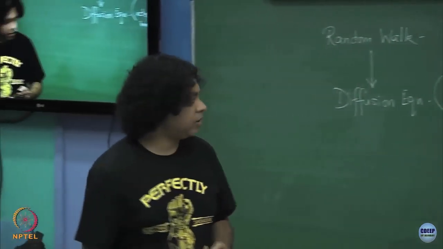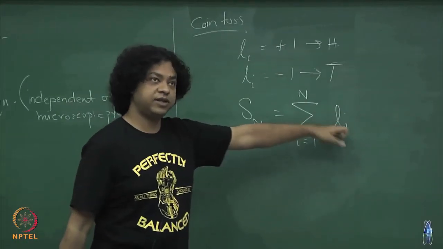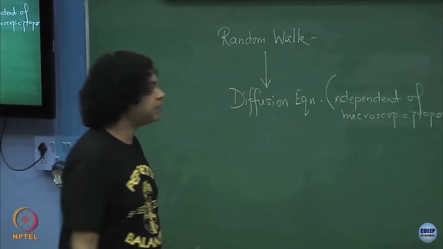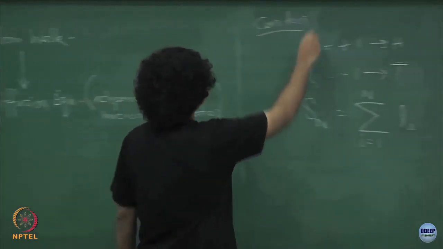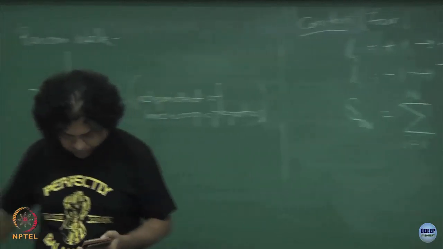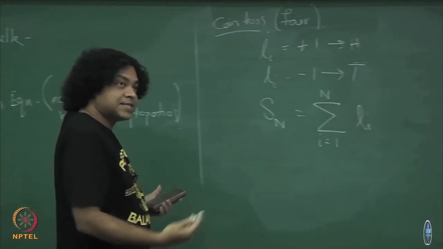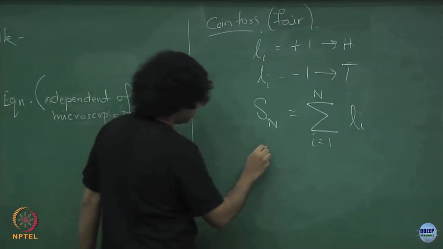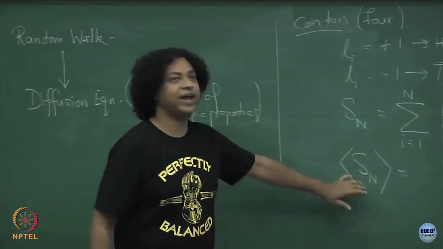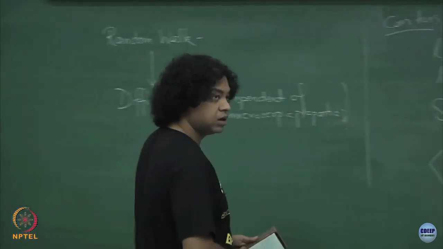So I look at the sum of these individual random quantities, l_i, which can be either plus 1 or minus 1 with probability half. Let's say it's a fair coin. So each head or tail comes with a probability half. So what I can ask is, what do I expect the average value of this sum to be after N such coin tosses? And what is that? Zero.